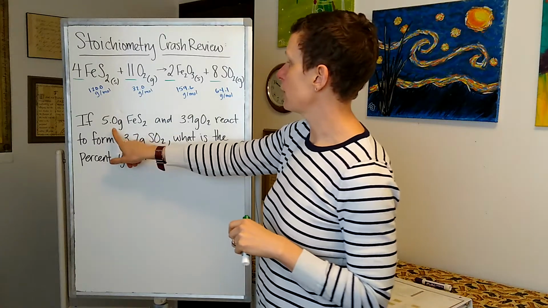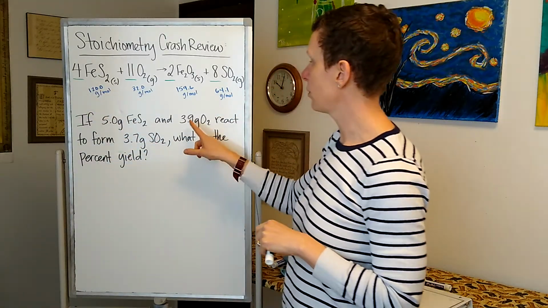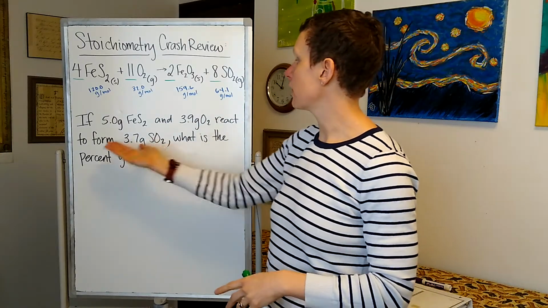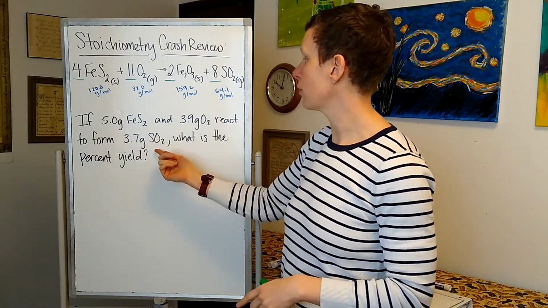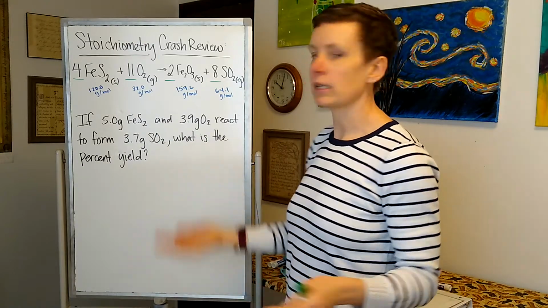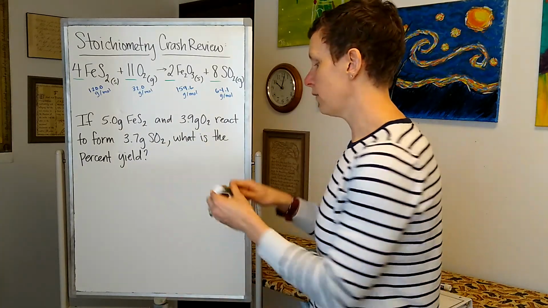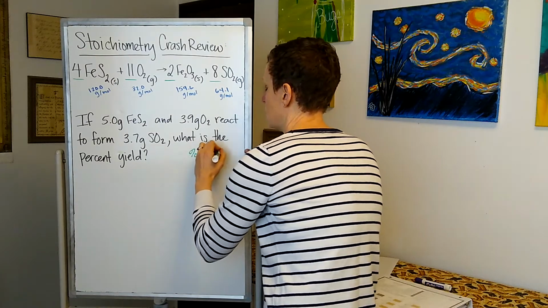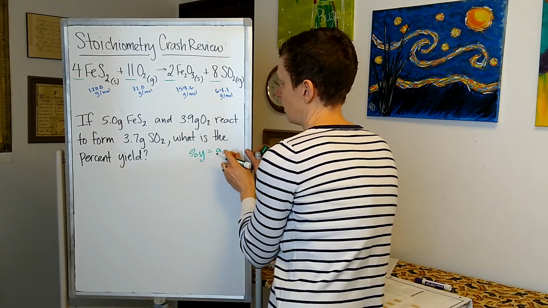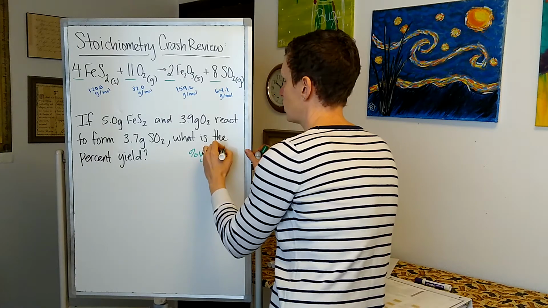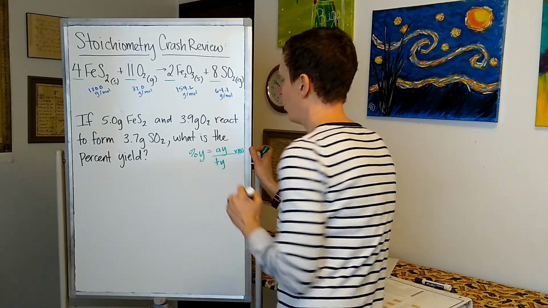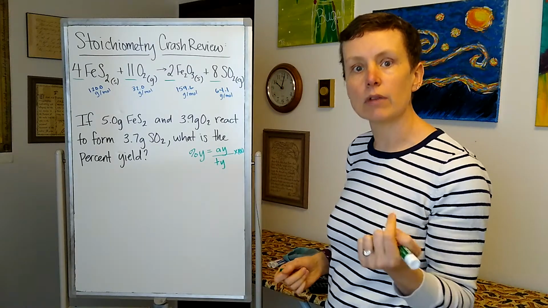So we have 5.0 grams of iron sulfide and 3.9 grams of oxygen, and they're reacting with each other. When we do that reaction, we get 3.7 grams of SO2 produced. What is the percent yield, okay? Well, if you guys remember, percent yield is actual yield over theoretical yield times 100. Well, which one of those pieces do I already know?